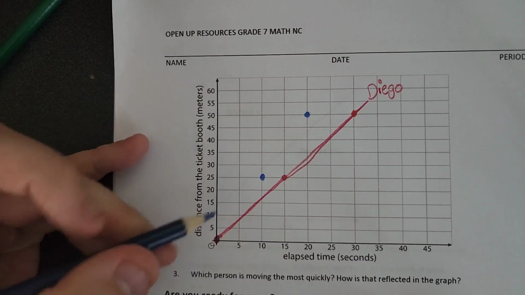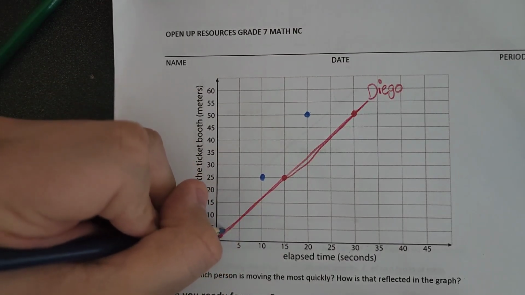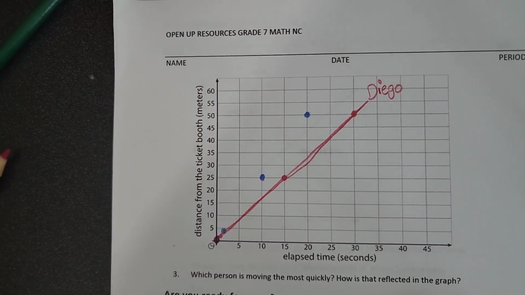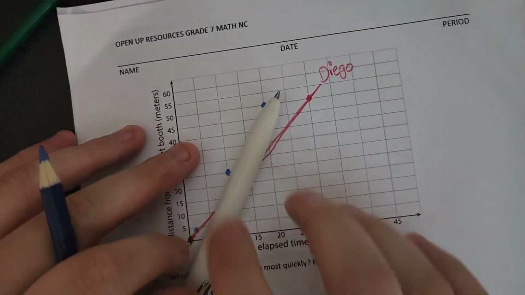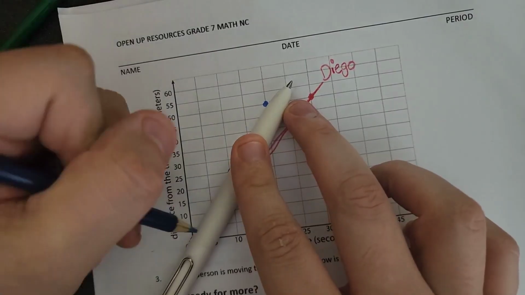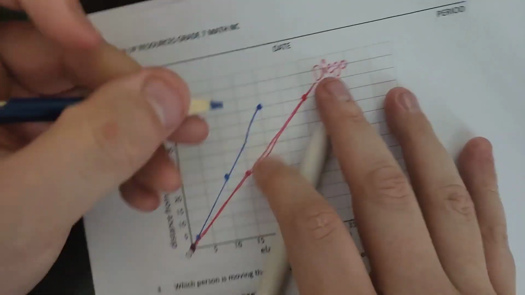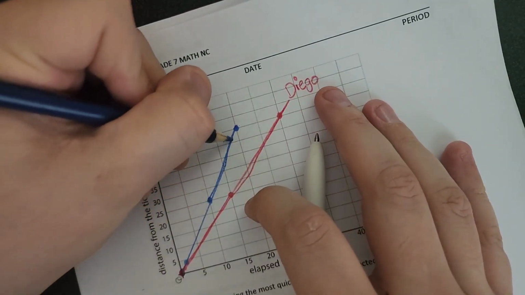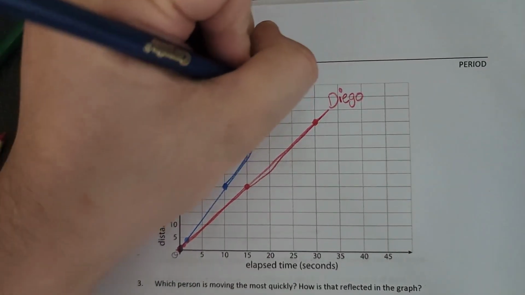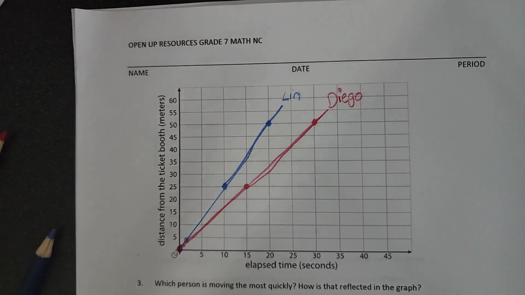And at 1, we got 2.5. So somewhere right there. Okay? Now use your handy dandy ruler. Ooh. Okay. And whose line was this? Yeah, this was Lynn.